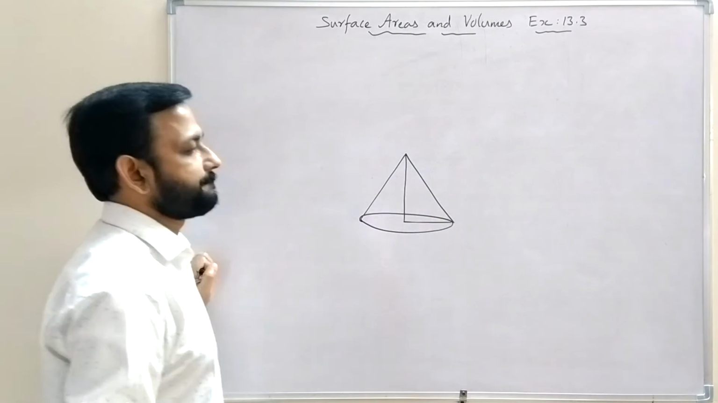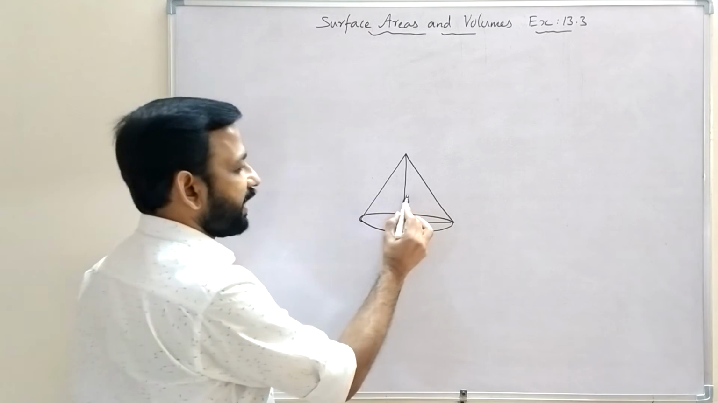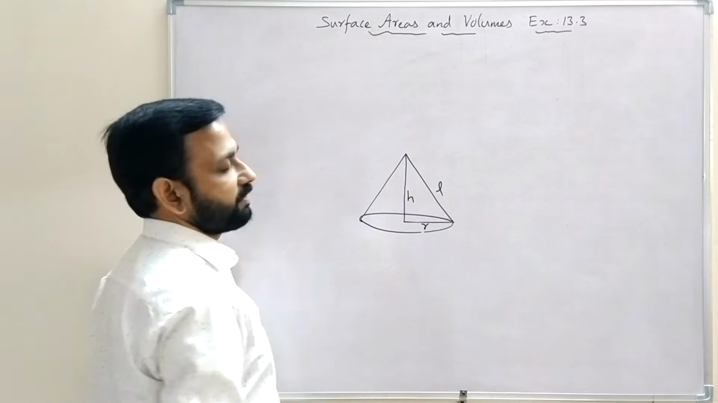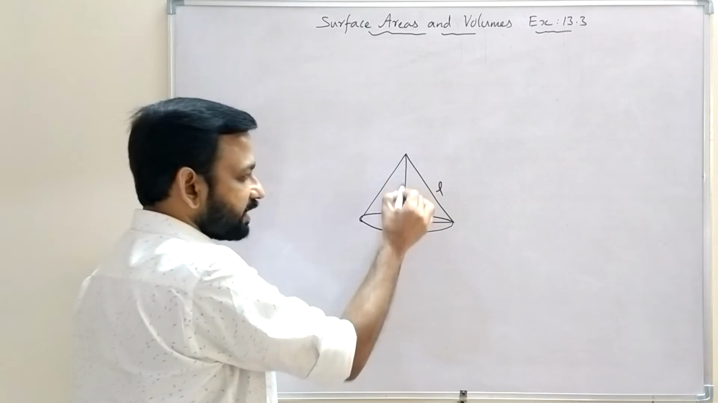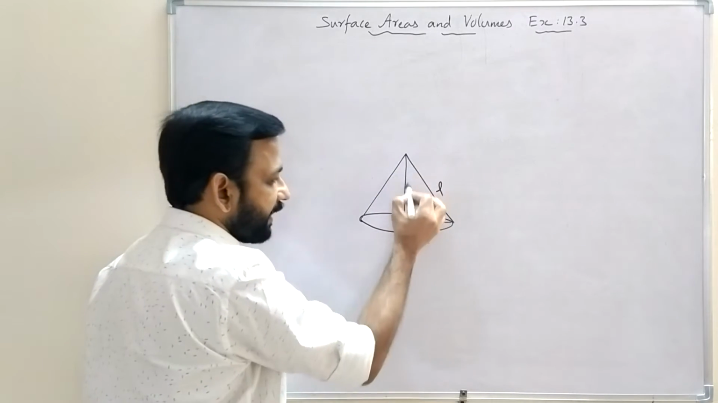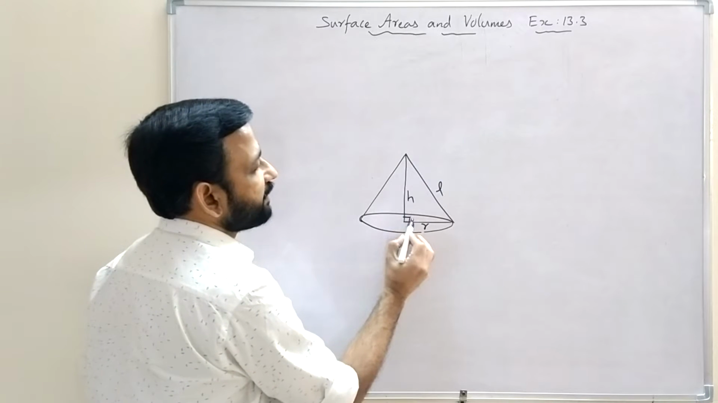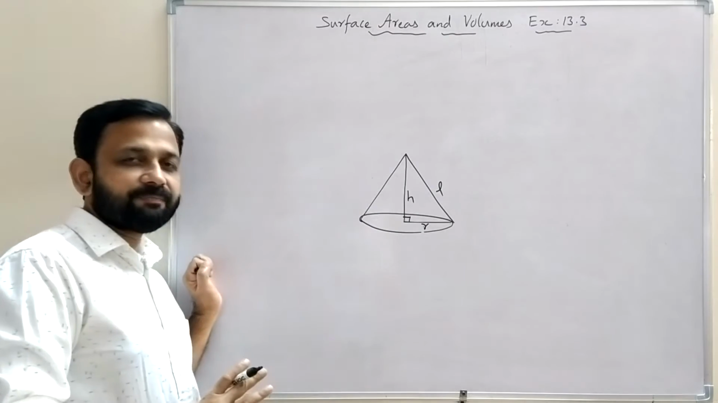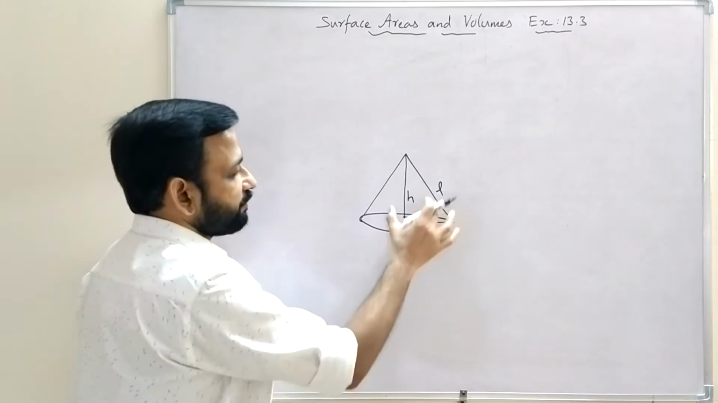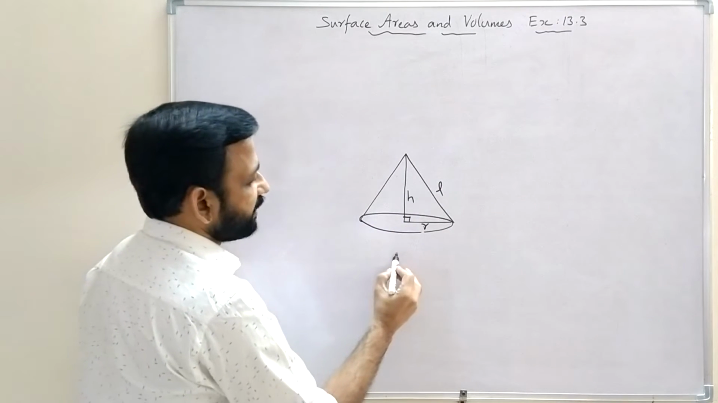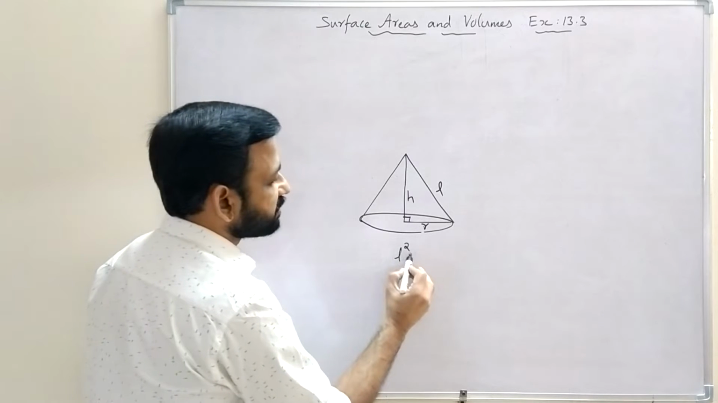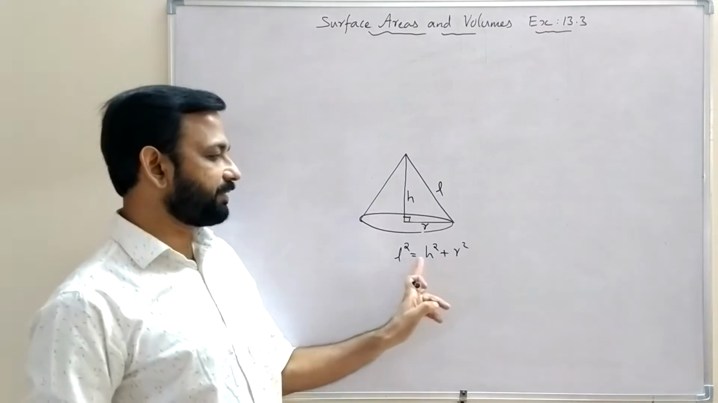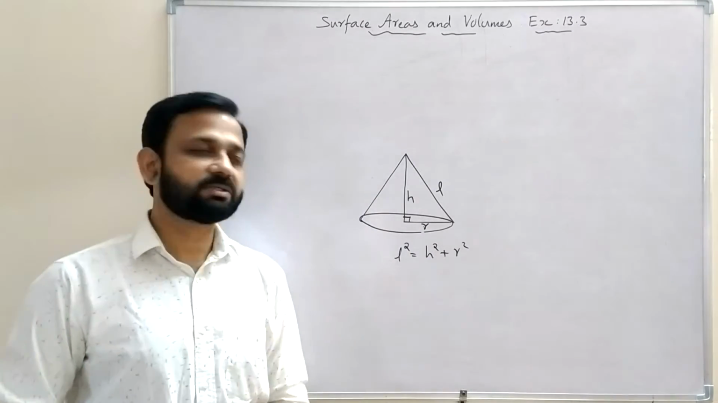So this is cone and this is height of the cone, radius of the cone, slant height of the cone. And here these three line segments form a right triangle. So we can say height and radius are perpendicular to each other. So this is a right triangle, so we can apply Pythagoras theorem. So by using Pythagoras theorem we can write L square equal to h square plus r square.